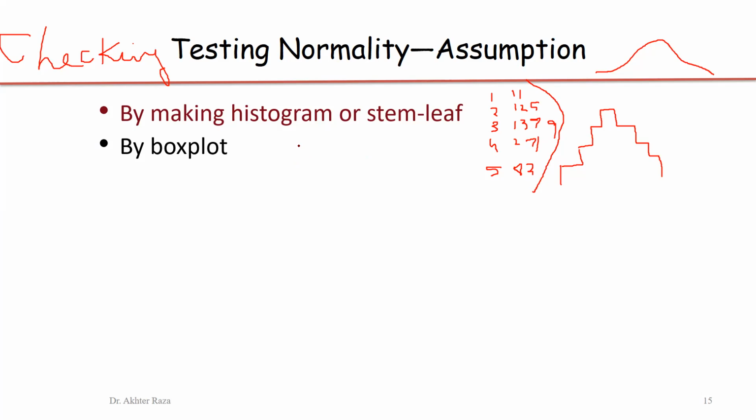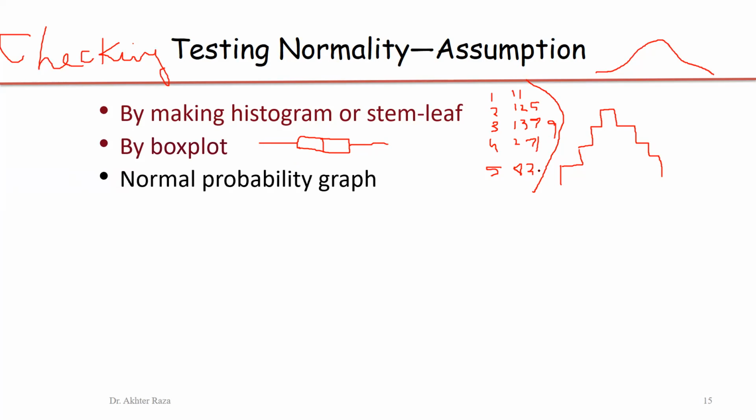Box is in center means the left whisker is equal to the right whisker, and the median is in center. We can call the data normally distributed. So these are basically the diagrammatic procedures to assess the normality of the data.